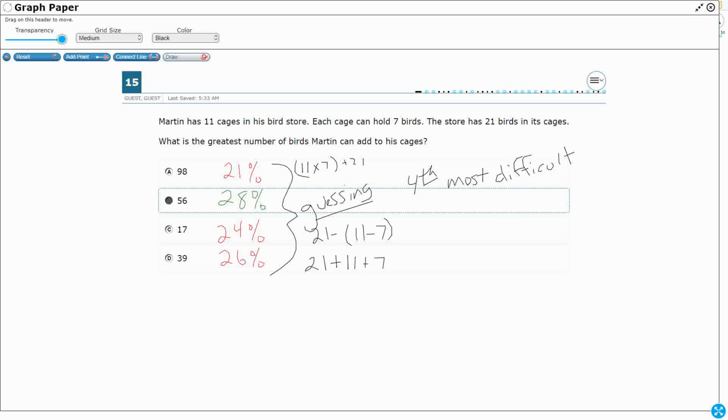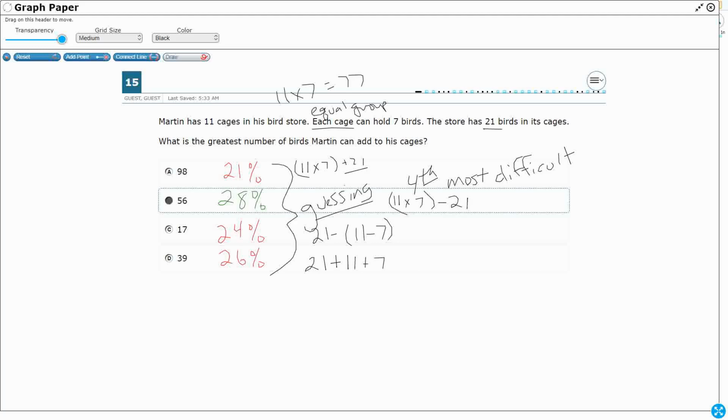This probably lets us know that it's not hard math, it's hard understanding the word problem. And they probably had difficulty translating this into each cage being an equal group. So that means we're going to do 11 times 7, so we know that's 77. But then the store has 21 birds in its cages, so what do I do with that 21? Do I add it, or, what I did here, I subtracted it.